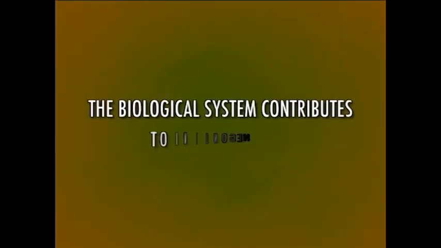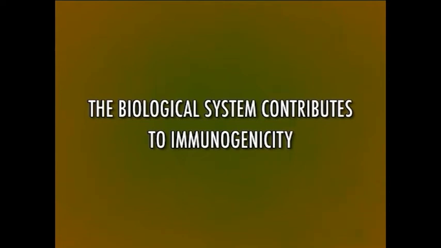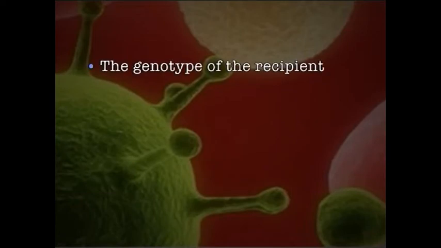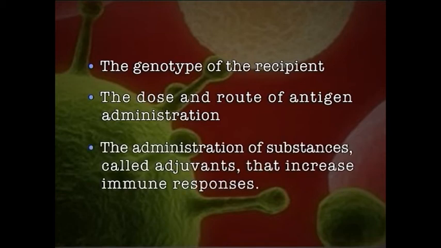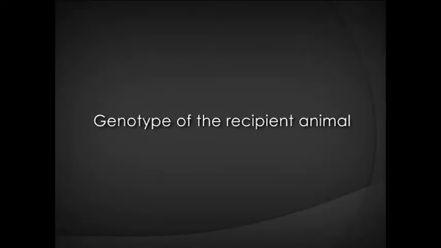The biological system contributes to immunogenicity. Even if a macromolecule has a property that contributes to immunogenicity, its ability to induce an immune response will depend on certain properties of the biological system that the antigen encounters. These properties include the genotype of the recipient, the dose and route of antigen administration, and the administration of a substance called adjuvant that increases immune response. Genotype of the recipient animal.